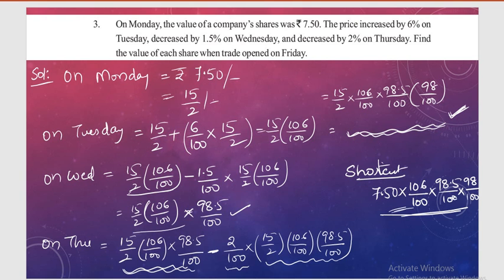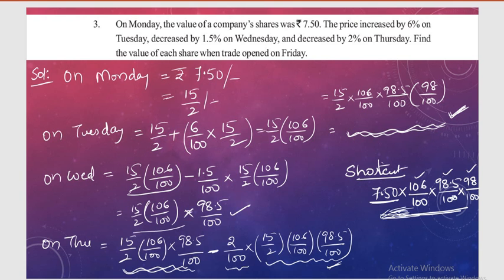So directly we can write like this. Price into, this is the increment, 6%, so we write 106 by 100, into 98.5 by 100, because here 1.5% decrease, here 2% decrease, so 98 by 100. So this is nothing but the shortcut. And this is the actual process. By doing the actual process, we get this lengthy answer. The same result we can obtain by remembering it like this also, right? So these are nothing but successive reductions or increments of percentages.